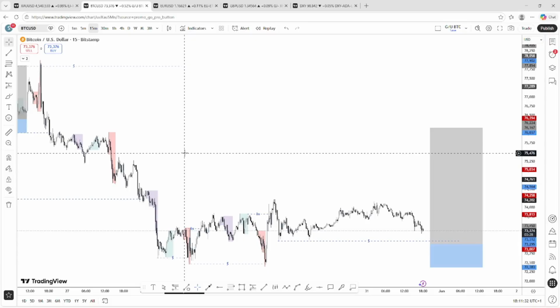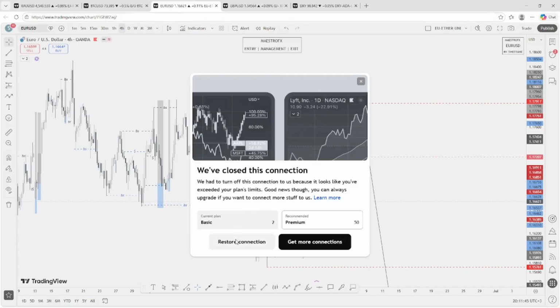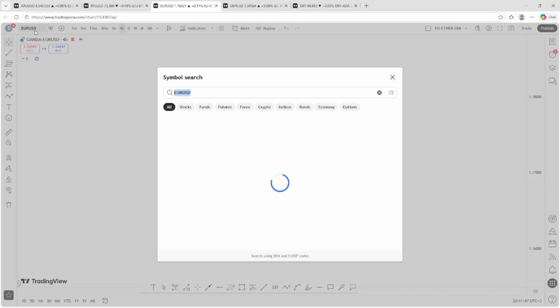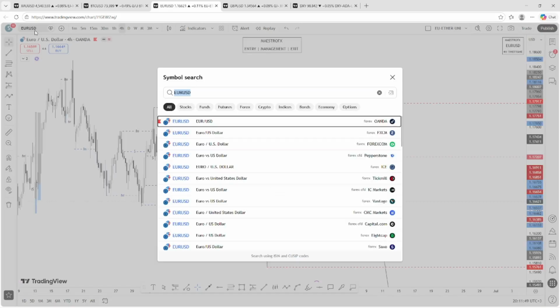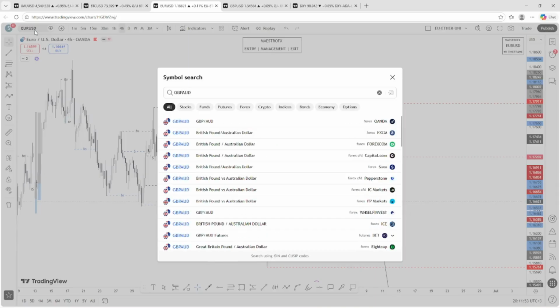I think I don't have any other analysis. Maybe you can take a look at GBP/AUD, which I had a very good short trade on.